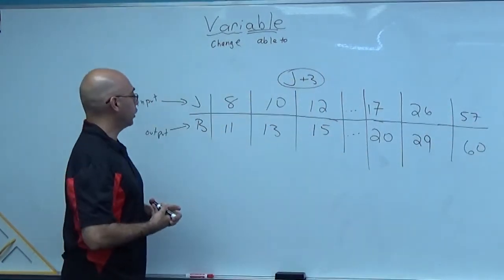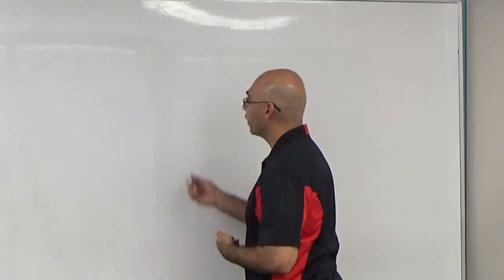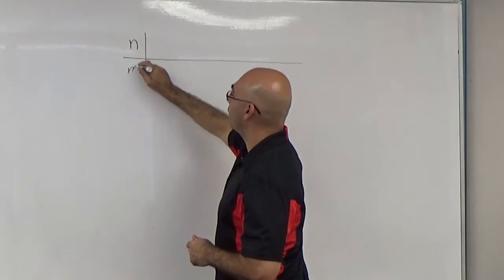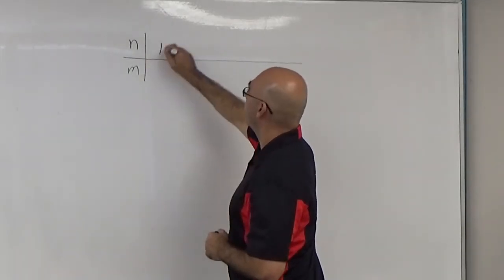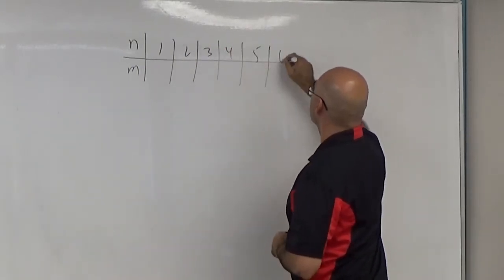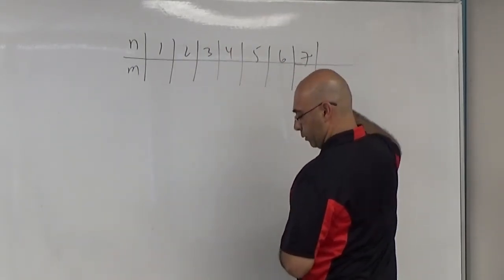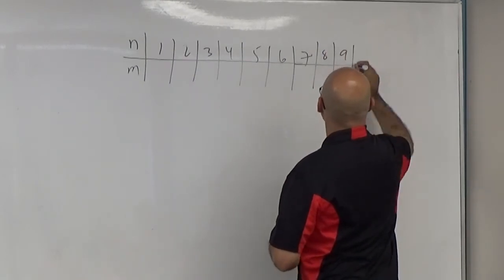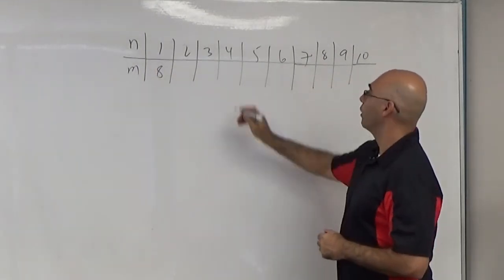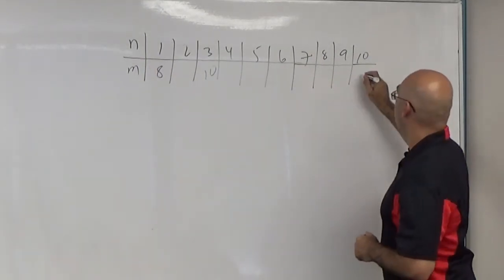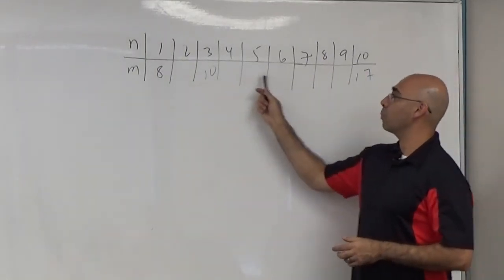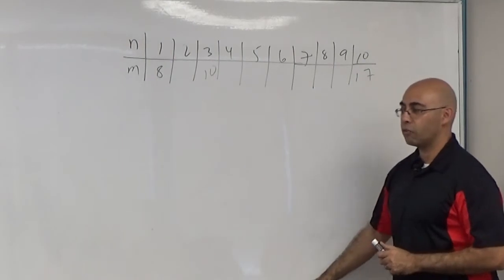But the thing is, she depends on him there. Here's my input. We'll call that N. And our output we'll call M. 1, 2, 3, 4, 5, 6, 7, 8, 9, 10. And let's say we have some answers like 8. 3 becomes a 10. 10 becomes a 17. My question is this: can you figure out what these numbers will be and then figure out a formula or a variable?